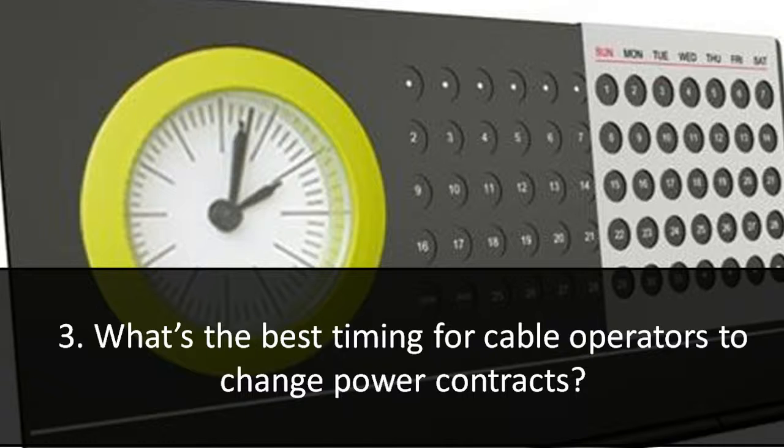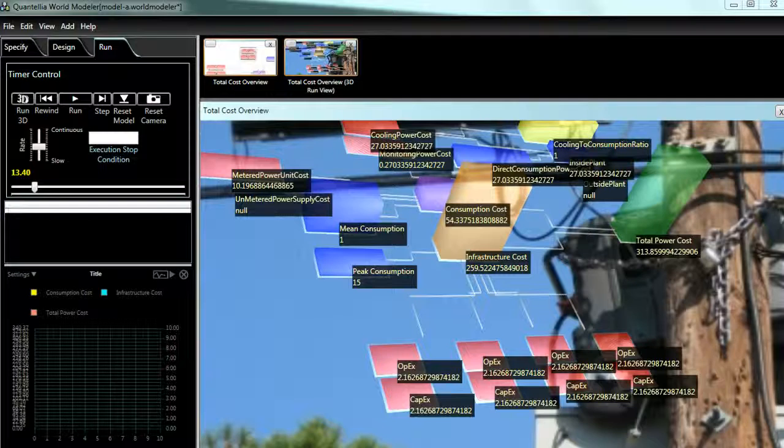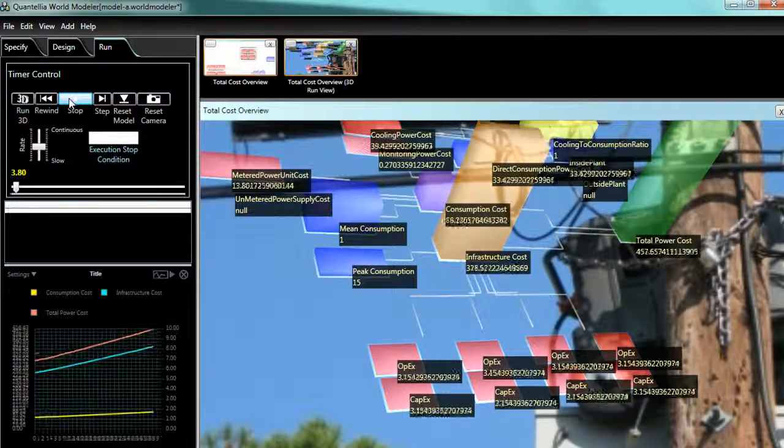Ultimately, what is the best timing for cable operators to change their power contracts? That is really what a lot of the decision making we'll cover here will help us to understand. So in this video, I'm going to use a simulation approach to address some of these questions. What you're looking at here is Quantellia's World Modeler tool.